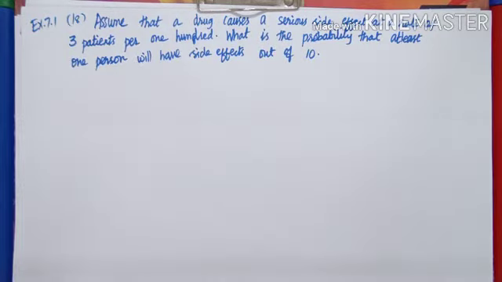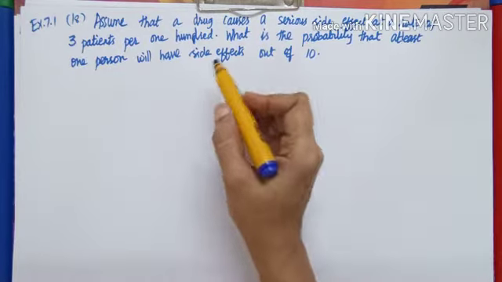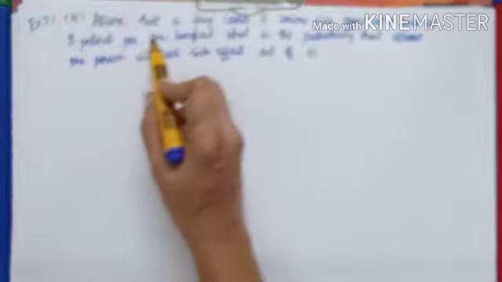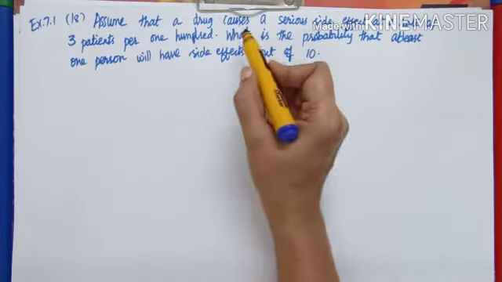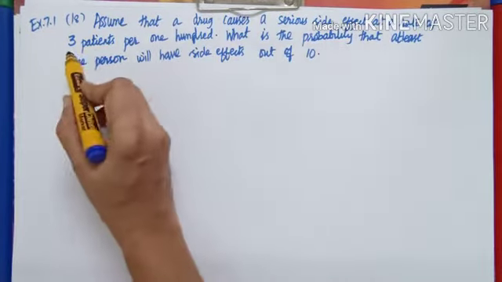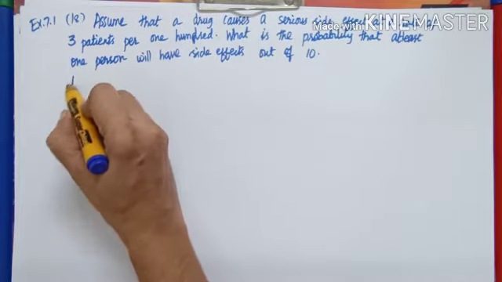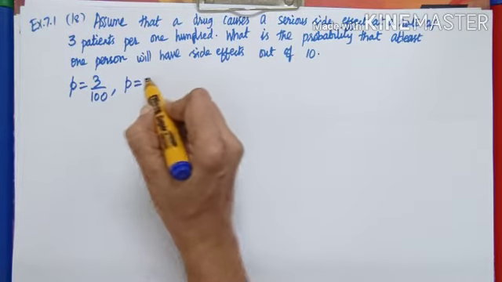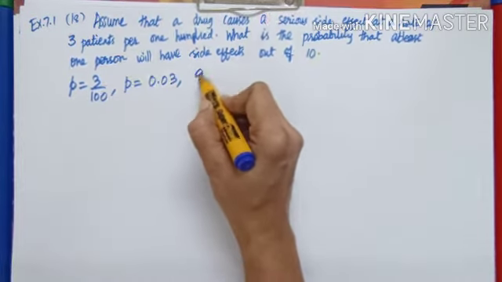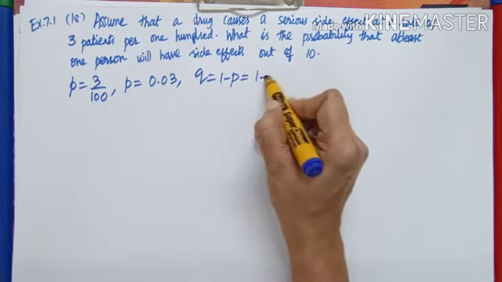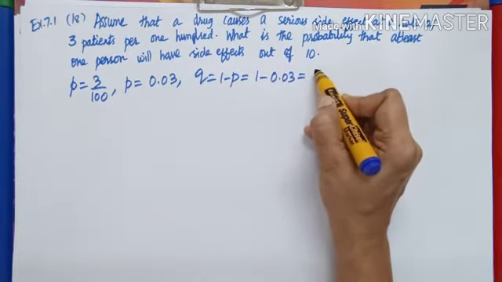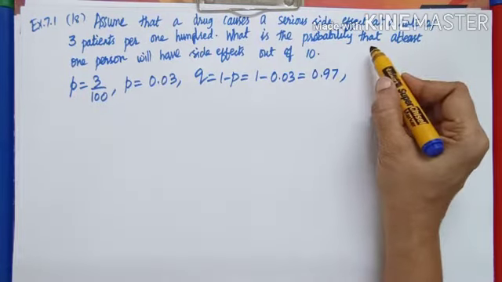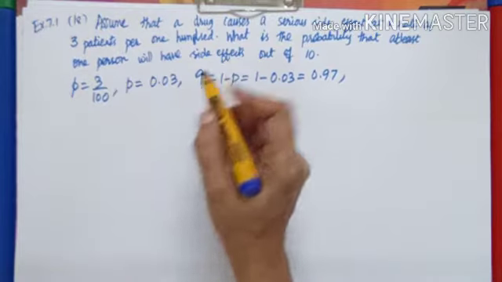Exercise 7.1, question number 18. Assume that a drug causes a serious side effect at a rate of 3 per 100. So, serious side effect, we take 3 per 100. So, p is equal to 3 by 100. Immediately, I can write p equal to 0.03. q is 1 minus p, that is 1 minus 0.03, that is 0.97.